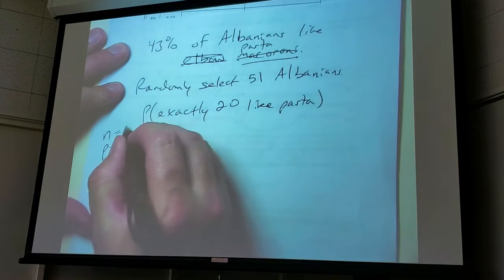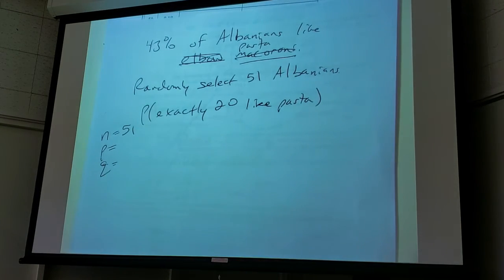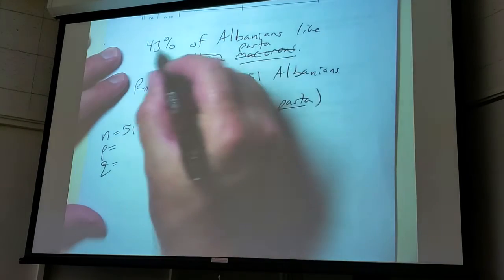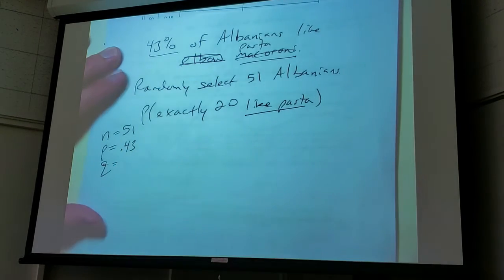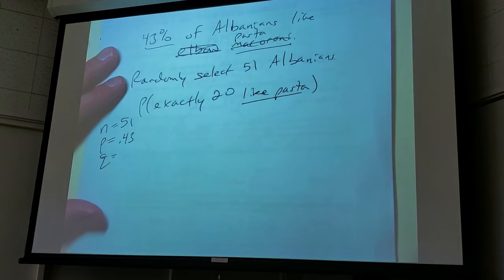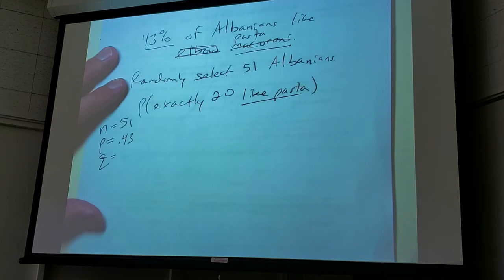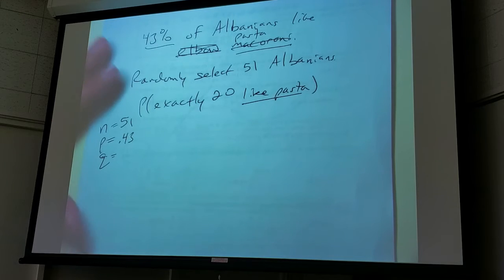51. N is always the total number, right? What's P? 0.43. Yeah, probability of success. I'm looking for liking pasta, so 43%. And then somebody else tell me what Q has to be, if the probability of success is 43%? Probability of failure must be 0.57, yeah. P and Q always add up to 1. Why? Because they're opposites: probability of success, probability of failure.